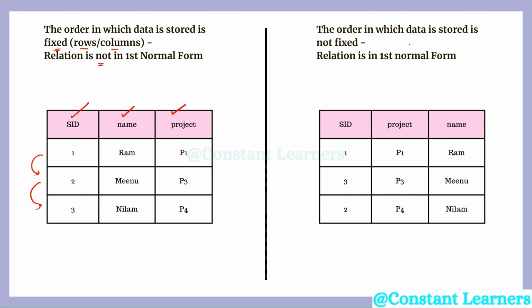So if the order in which the data is stored is not fixed, then we say that the relation is in first normal form. That means after 1 we can have 3, then we can have 2. We can have any number in any order. The order is not supposed to be fixed, right? Then after the student ID column, we have the project column. Then we have the name column. So we are interchanging the positions of the attributes. So the order of the attributes or the data stored in the rows is not fixed. When it is not fixed, the relation is in first normal form.